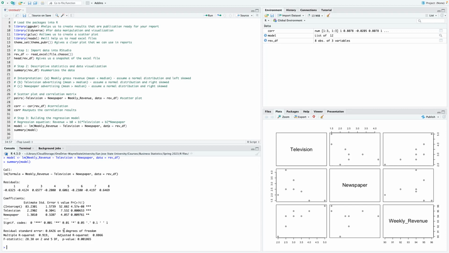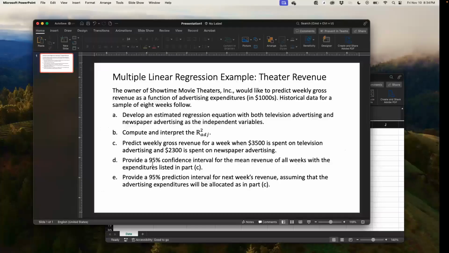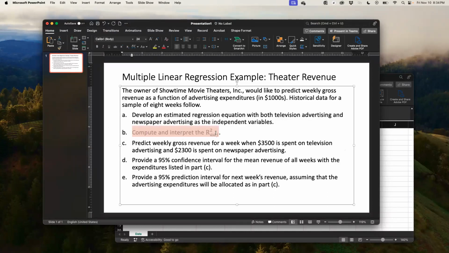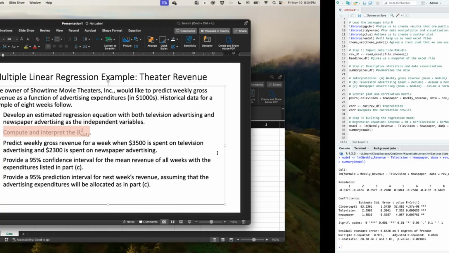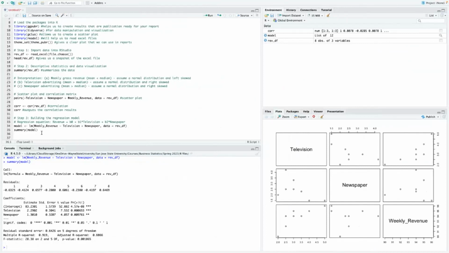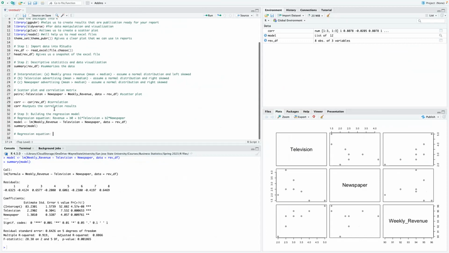And then lastly, we want to talk about the performance, right? Because remember the question says compute and interpret the R square adjusted. But before we do that, I'm just going to write out the regression equation here, our final regression equation now that we have the coefficients.